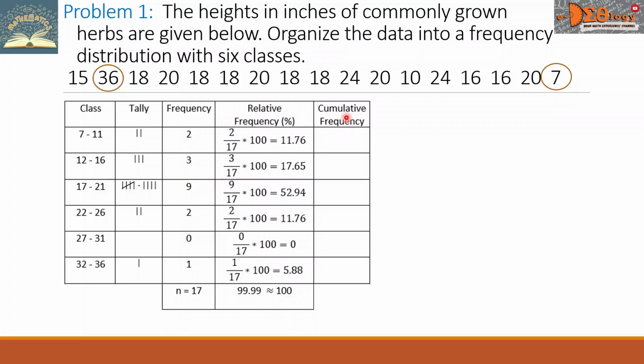Last column is the cumulative frequency. On the first blank, we copy this number 2. Then 2 plus 3 becomes 5. 5 plus 9 is 14. 14 plus 2 is 16. 16 plus 0 is 16. 16 plus 1 is 17. The last number here must be equal to the n.